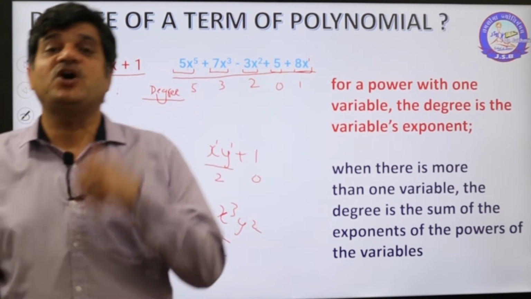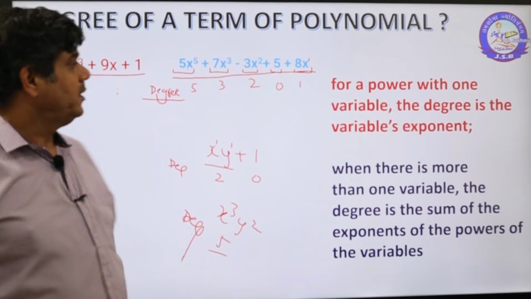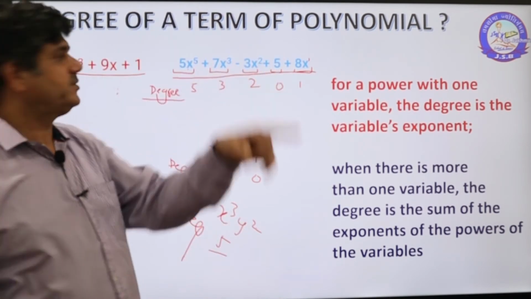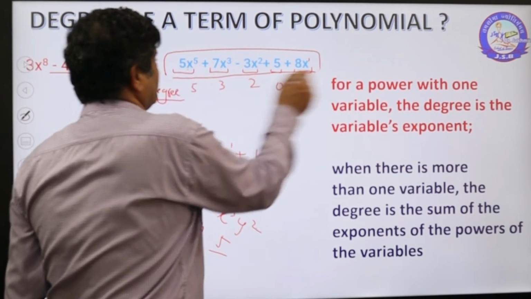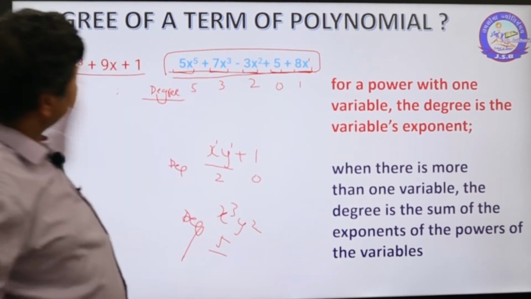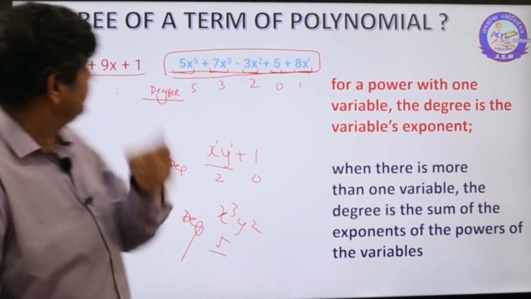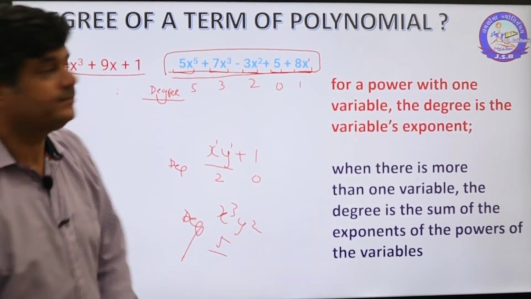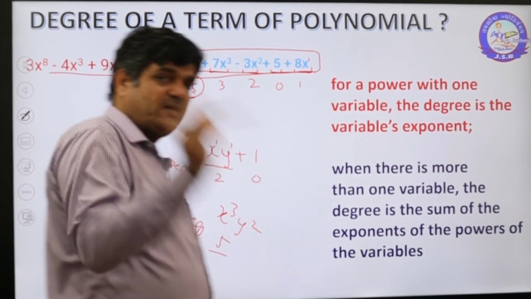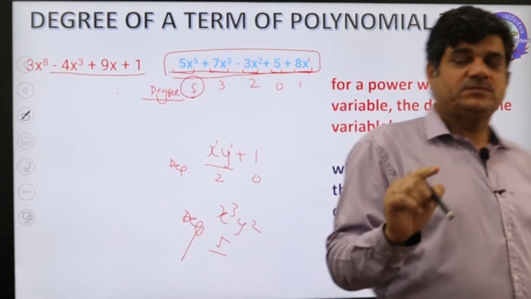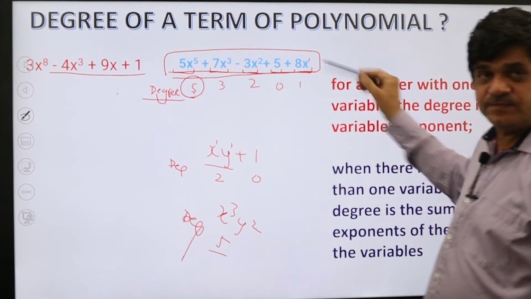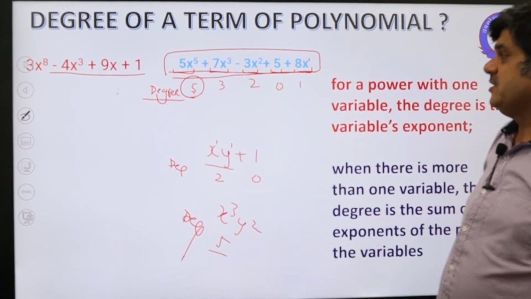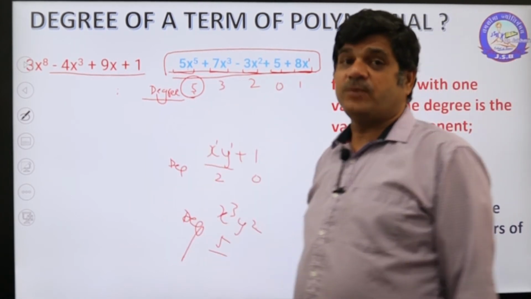Then what is degree of polynomial itself? For that, first step is you look at the degrees of all terms. If I ask you what's the degree of this polynomial, so you will look at all the degrees here. Every term, 5, 3, 2, 0, 1. Which is the highest degree? That is called the degree of polynomial. First you calculate degree of each term and then you look at which is the highest among them. That is called the degree of the polynomial.